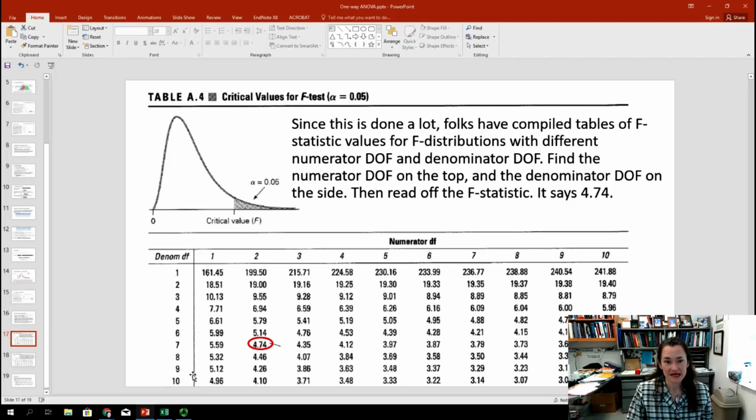Now, you find out what the F threshold value would be for your particular F distribution. Remember that we had a numerator degree of freedom of 2, which is right here in that second column, and a denominator degree of freedom of 7. And then you triangulate and find what your F-statistic is in the table. The F-statistic is 4.74, and I've drawn a little red circle around it so you can see.